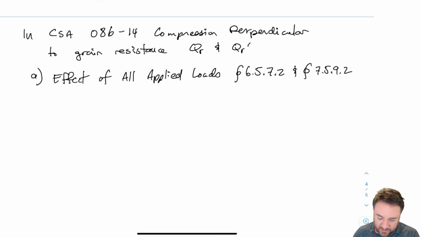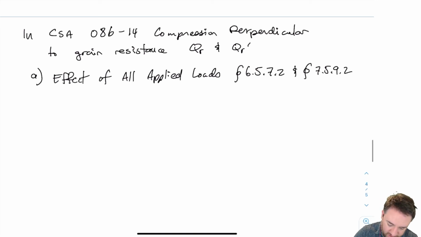So in the standard, it comes up with two perpendicular to grain resistances: QR, which is the effect of all applied loads, which we're going to look at, and then QR prime, which is the effect when we have the squeezing. So it's the effect of loads applied near a support. The way that O86, the Canadian standard, treats this is the exact same for lumber and for glulam. So there's basically no difference between the two, except you're going to get your strength, FCP, from a different table, depending on whether you're doing lumber or glulam.